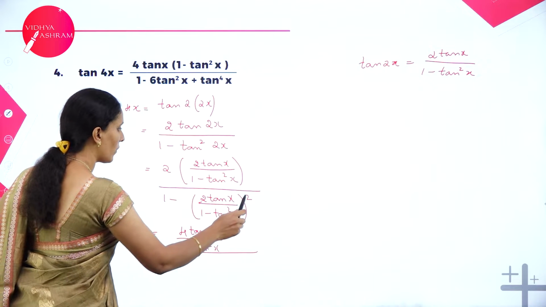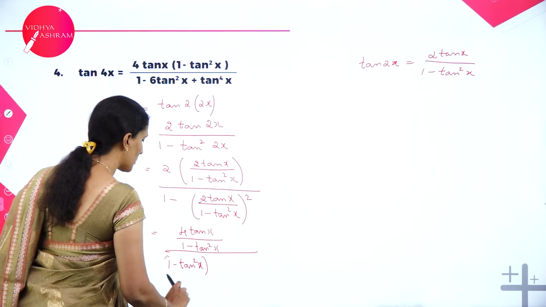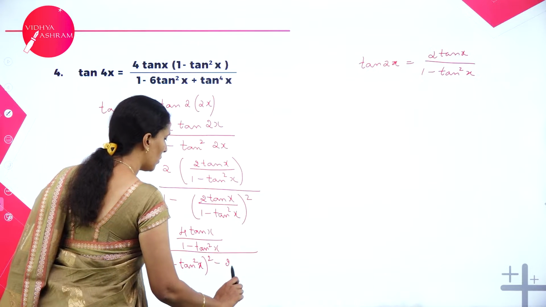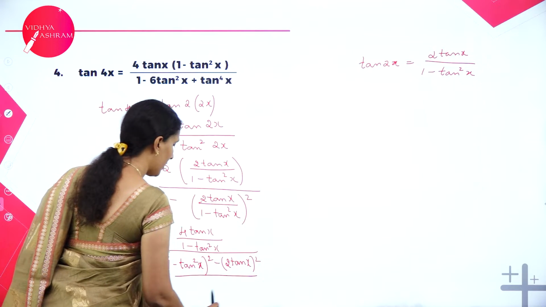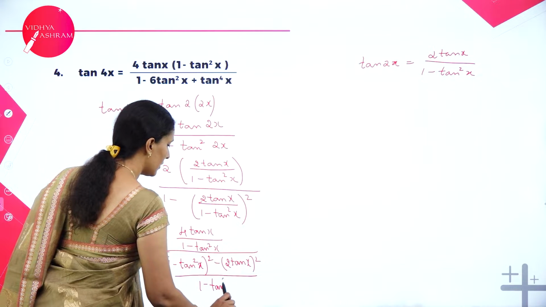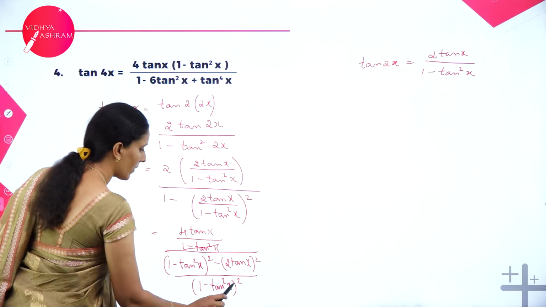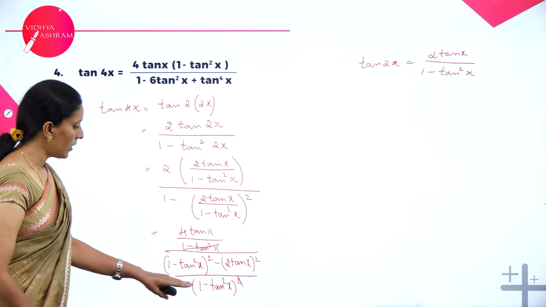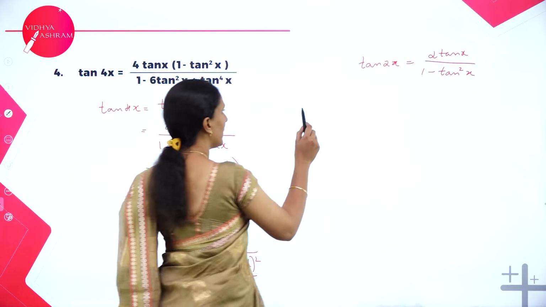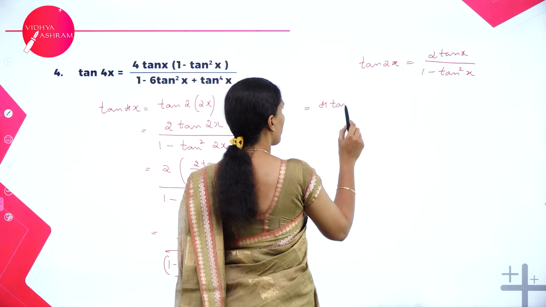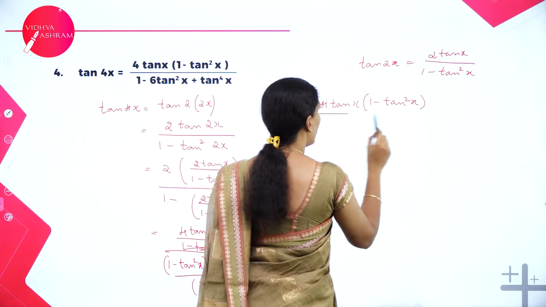So 1 minus tan square x whole square, here it becomes 1 minus tan square x whole square minus 2 tan x whole square, whole divided by 1 minus tan square x whole square. We can cancel 1 minus tan square x and 1 minus tan square x. Now the remaining 1 minus tan square x can be shifted to the numerator. Then it becomes 4 tan x into 1 minus tan square x, whole divided by.